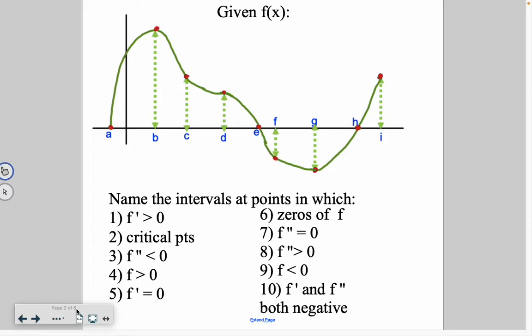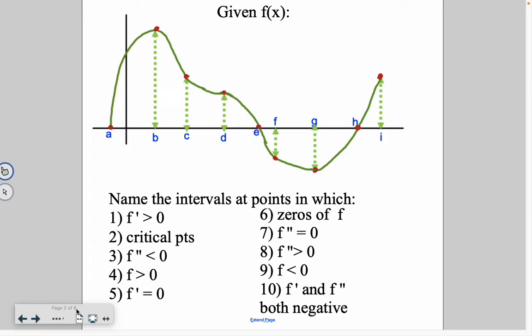Second derivative. Remember, that's concavity. So if we're talking about the second derivative being negative, we're just saying where's the graph concave down? That's all we're looking for. So from A to B, or A to C, that part of the graph is concave down. Then it switches to concave up between C and D. And then for a little while, it switches back. So here's another interval from D to E that is concave down. And then everything after that is back to concave up.